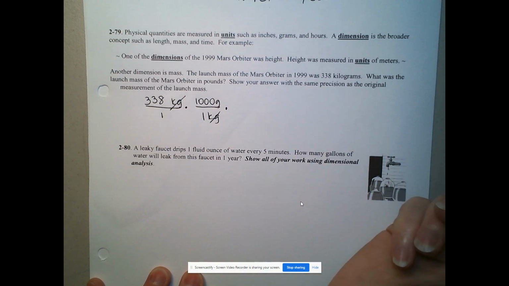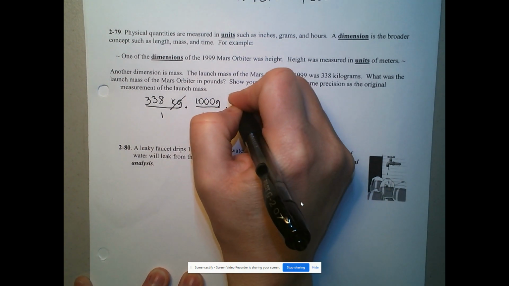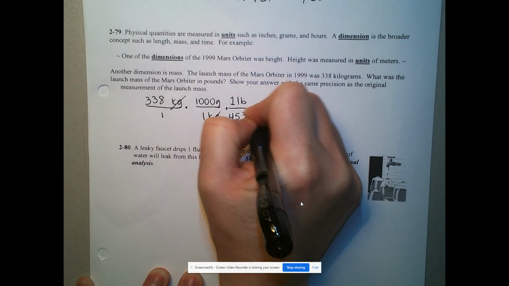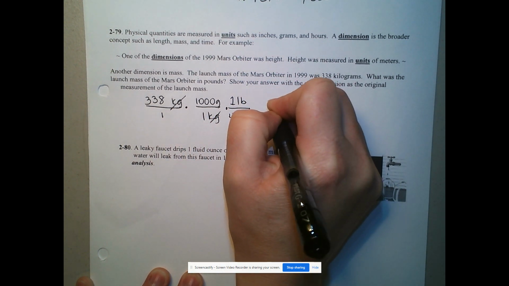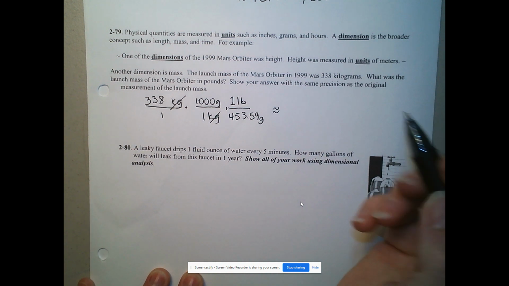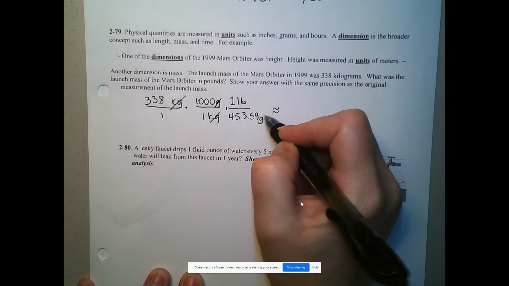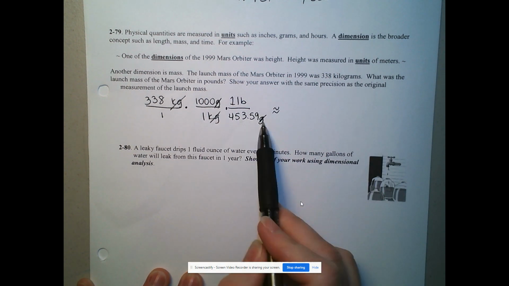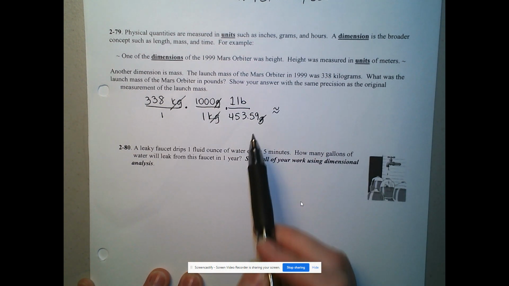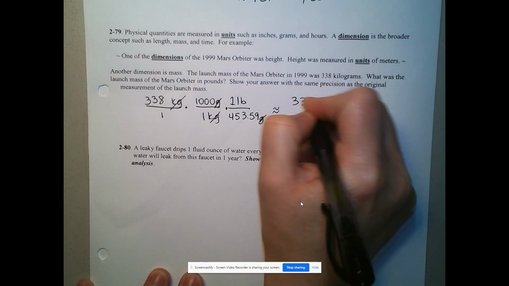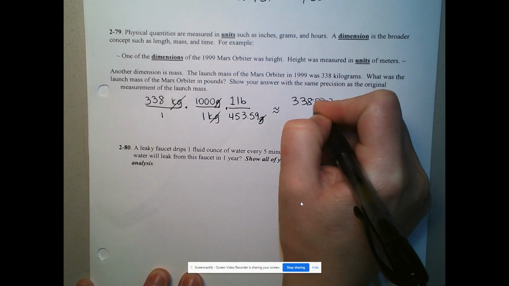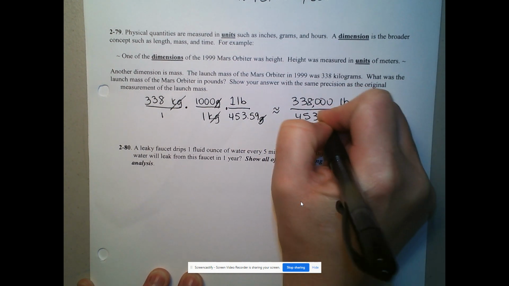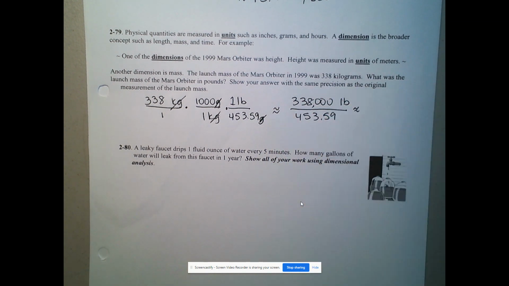And I did have to look this one up, that every 1 pound has approximately 453.59 grams. And so number 1, our answer is going to be approximate. But I can also cancel the grams, and all I have left now is pounds. And because you were going from kilograms to pounds, you shouldn't have any units left in the denominator. That's a good thing. So multiply across the top, you get 338,000 pounds over the 453.59, and you're going to divide.